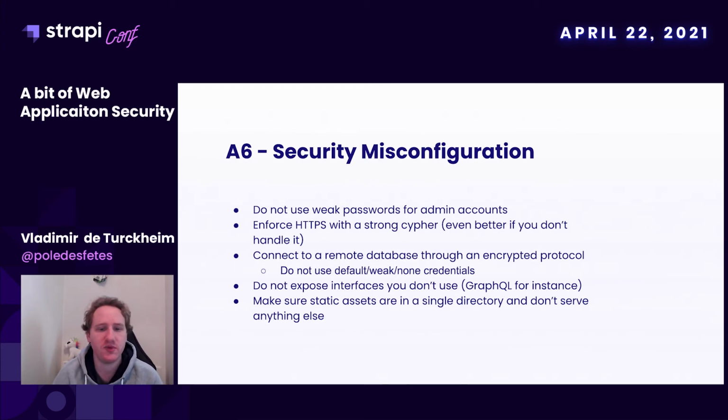When you connect to a remote database, use an encrypted protocol. So if you're using MongoDB, for instance, it's as easy as adding ssl=true. Same thing for Postgres. You want to make sure that the communication from your app to the database is either happening locally, on the same physical machine, or encrypted over the network, so nobody can eavesdrop on what's happening. Do not use default, weak, known credentials.